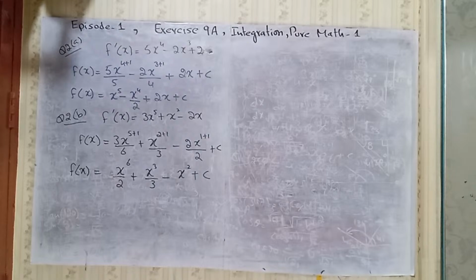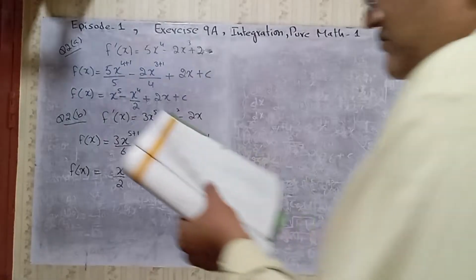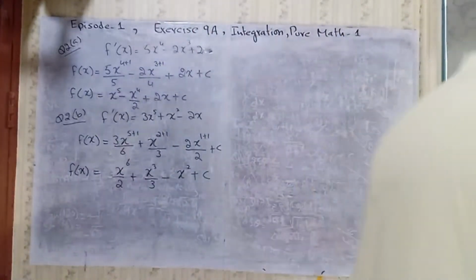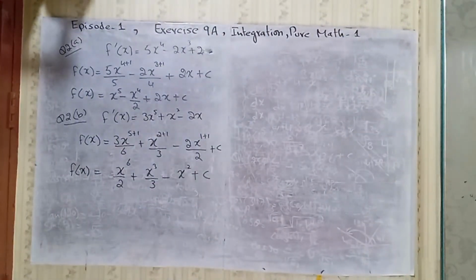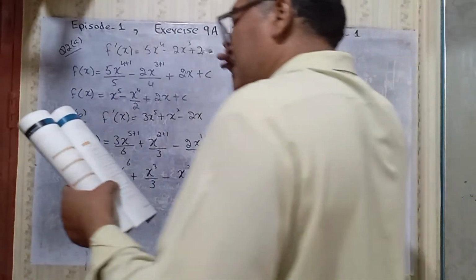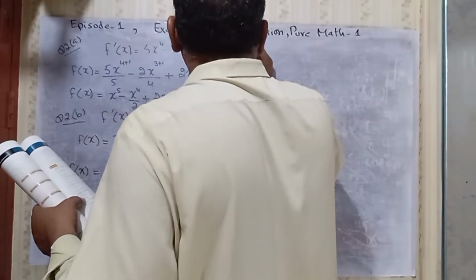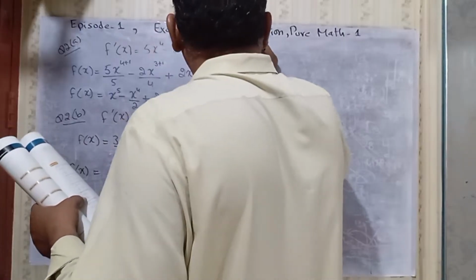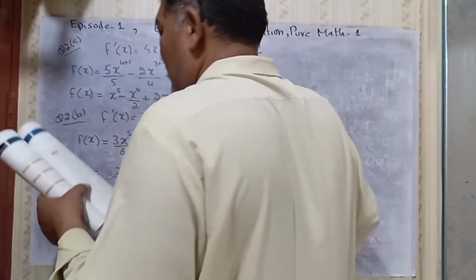Question number 2, and we are going to attempt the C part. This is the book which has the answers. I just picked it up. When we are working live, so many things happen. Sometimes my son comes here. Sometimes we make mistakes, and it's not a problem.